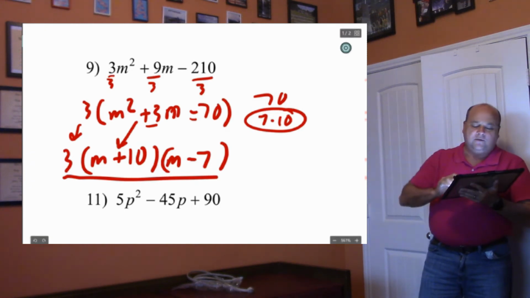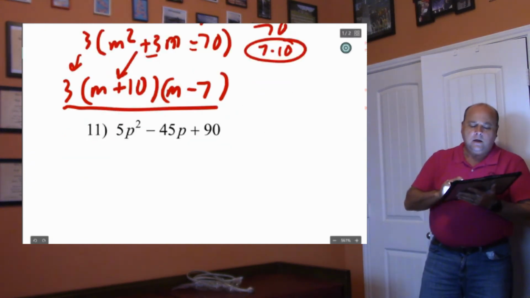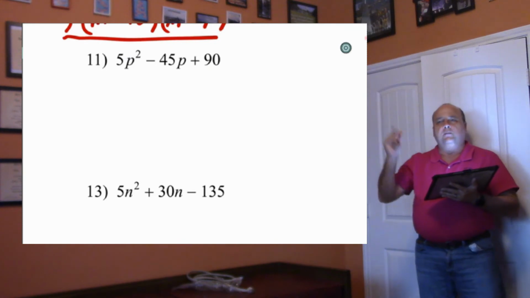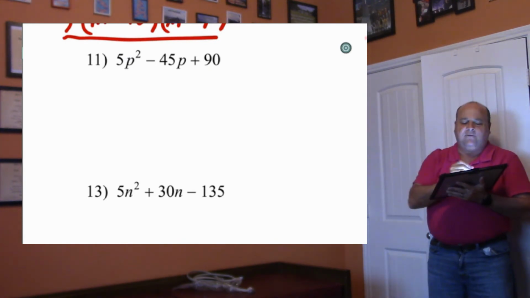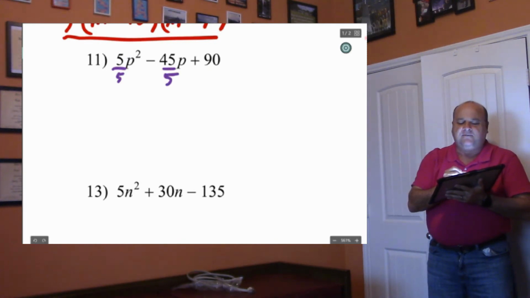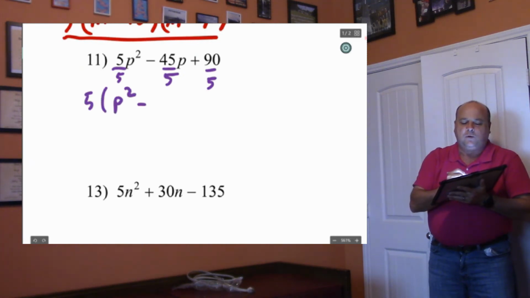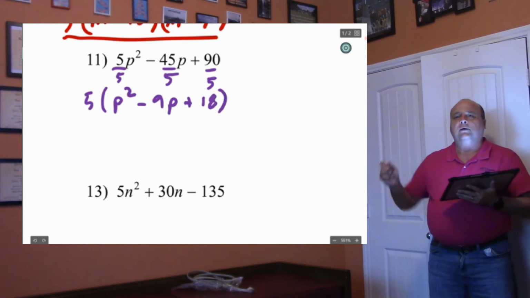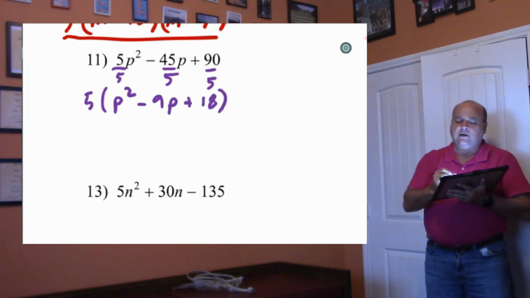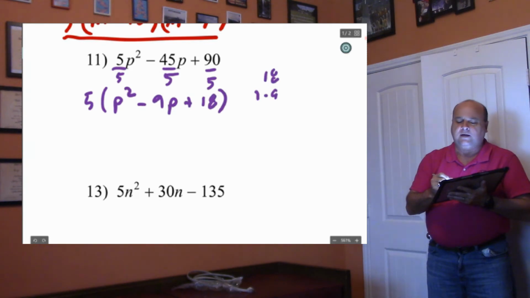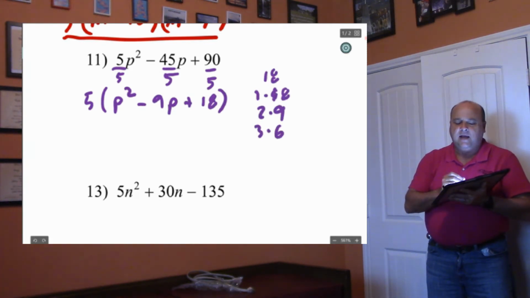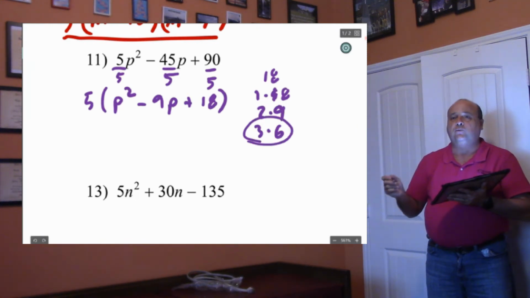Let's go through and do another one. Okay. Number 11. What number's in front of the square term? It's a 5, right? So I'm going to divide 5 out. This is going to turn into 5 parentheses p squared minus 9p plus 18. Okay, so I need the factors of 18, don't I? So I'm going to write down 18, 1 times 18, 2 times 9, 3 times 6, and I want to add and get 9. Which set adds and gets 9? It's this one, isn't it?